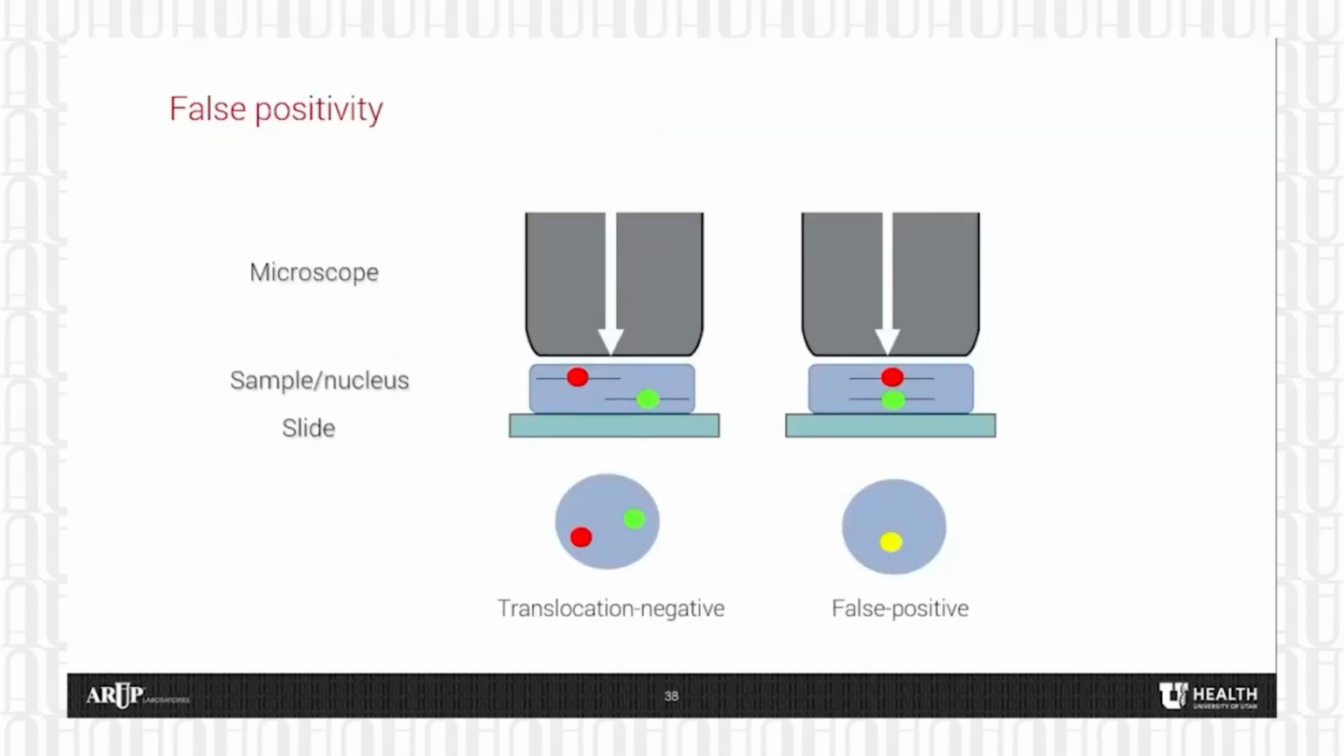And again, there is a problem of false positivity with this probe strategy. When there is a translocation, of course, you see separated red and green. But if they're overlapped, you see a fusion, and you might interpret that as positive.